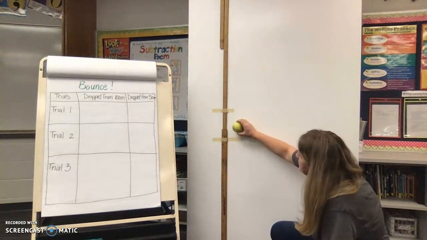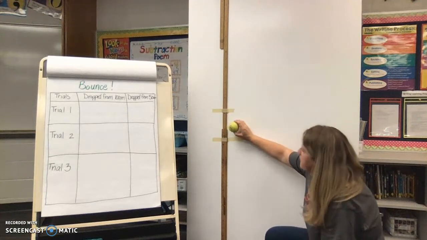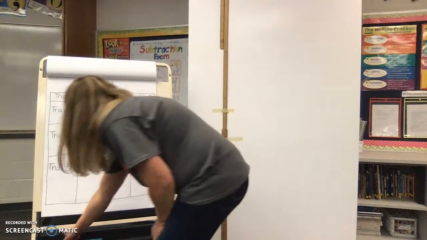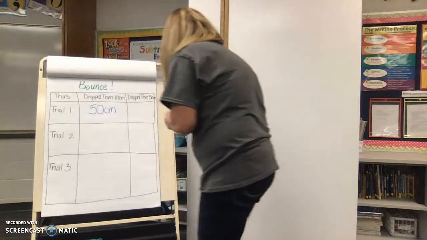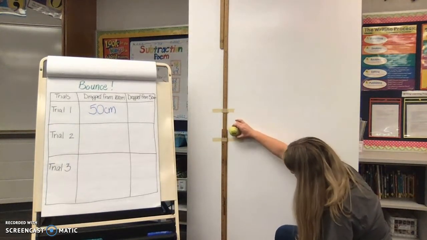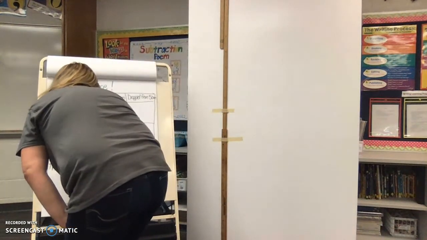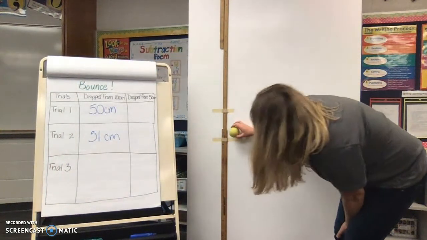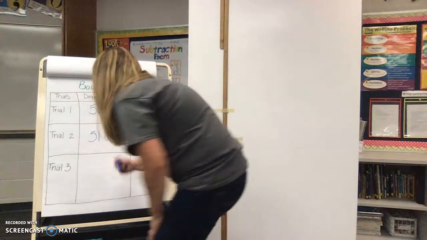So the first one's from 100 centimeters, and I'm going to notice the top of the ball. How high it comes up, I should say, how high it bounces. So that came up to about 50 centimeters. And we're going to do that 2 more times. That came up to about 51. And once more. That came up to about 47 centimeters.